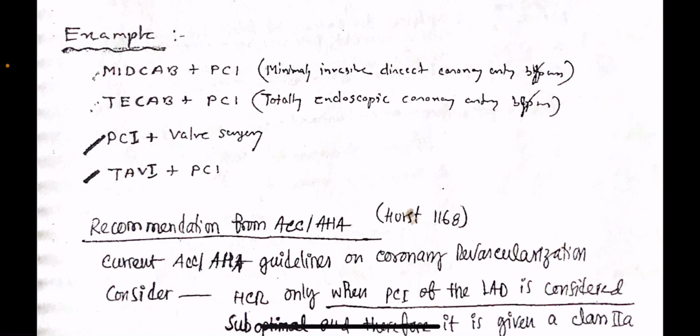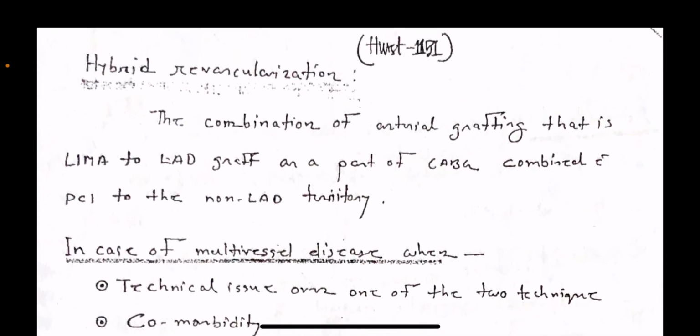Example: MIDCAB plus PCI. MIDCAB means minimally invasive direct coronary artery bypass plus PCI. TECAB plus PCI. TECAB means totally endoscopic coronary artery bypass. Then PCI plus valve surgery. TAVI plus PCI. These are the examples of hybrid revascularization.